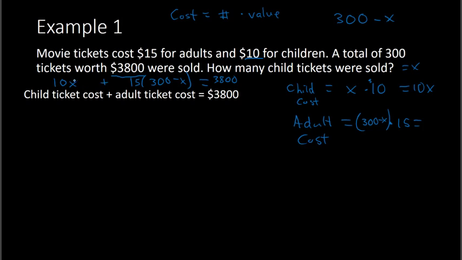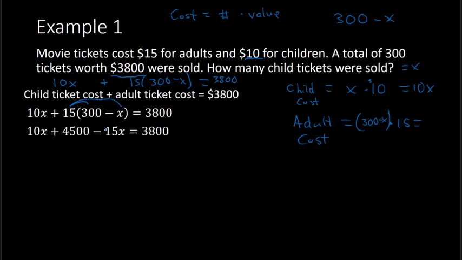So my equation will be right here: 10x plus 15 times 300 minus x equals 3,800. Once you have the equation, from here you can solve. So we can distribute the 15, take 15 times 300, and 15 times negative x. 15 times 300 would be 4,500, and 15 times a negative x would be a negative 15x.